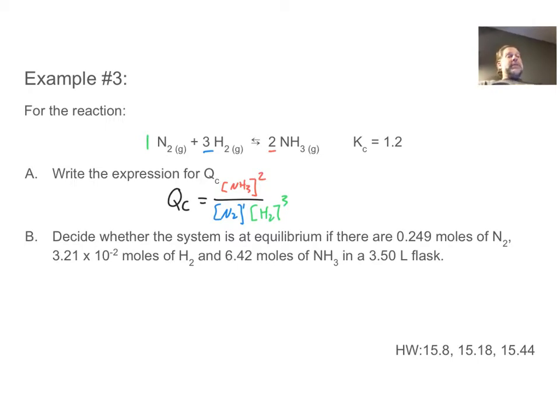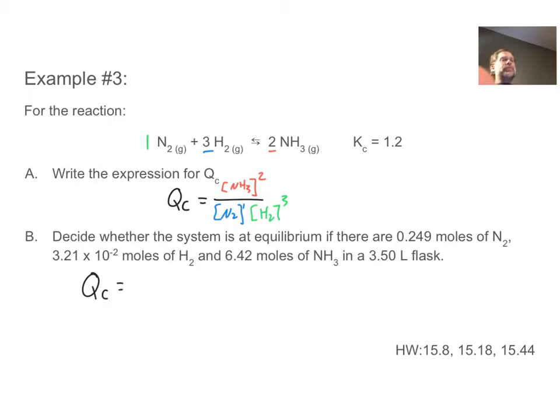For part B, it says decide whether the system is at equilibrium if there are 0.249 moles of N2, 3.21 times 10 to the minus 2 moles of H2, and 6.42 moles of NH3 in a 3.5 liter flask. So I'm going to calculate the concentration of the NH3, the concentration of the N2, and the concentration of the H2. You can do this separately. I'm going to combine them all into one step because I think it's a little bit easier that way.